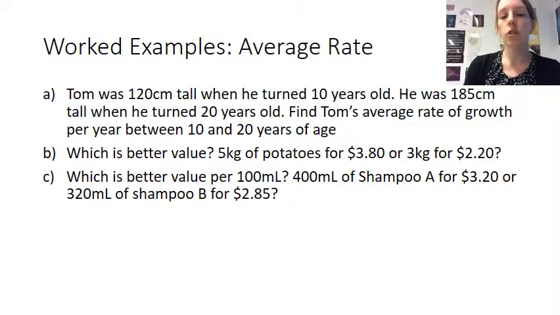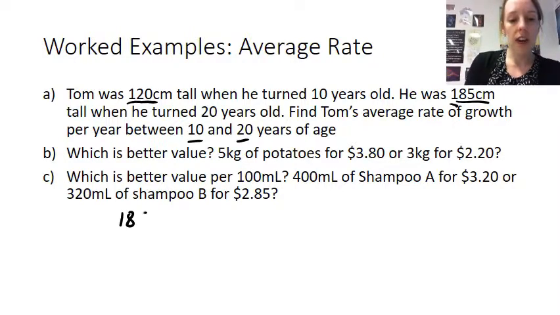So Tom was 120 centimeters tall when he turned 10 years old. He was 185 centimeters tall when he turned 20 years old. So find Tom's average rate of growth per year between 10 and 20 years of age. First of all, we have to find out how much did he grow between 10 and 20 years. So at 10, he was 120 centimeters tall, and at 20, he was 185.